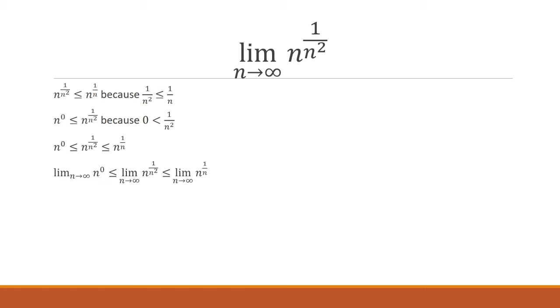And now I can take the limits of each of these three expressions. n to the 0 is just 1, so I could have just simplified it the whole time and put it as 1. So the limit of that is just 1. And the right-hand limit is also 1. And that's what we did in the previous problem. So we have the lower bound being 1, the upper bound being 1. By the squeeze theorem, the limit has to be 1.